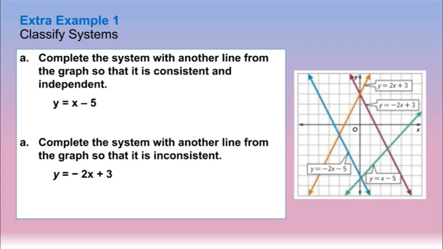Next example. Complete the system with another line from the graph so that it is consistent and independent. That means it only crosses in one spot. So we have x minus 5. X minus 5 is the green line in our coordinate plane, and it has to cross in exactly one spot. We have two lines here that cross in exactly one spot.